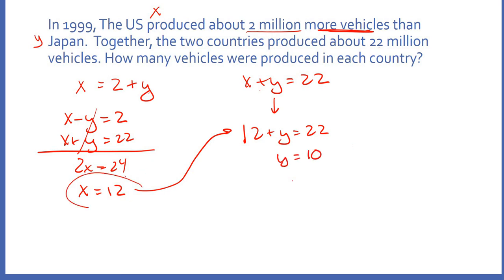So the U.S. produced 12 million vehicles, and Japan produced 10 million.